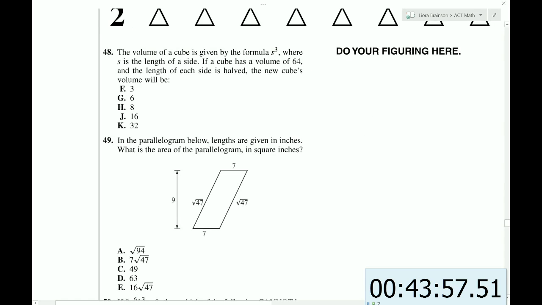Right, the volume of a cube is given by the formula side cubed. Okay? If a cube has a volume of 64, so right away we can find that the side length, by taking a 1/3 power of both sides, we get side length is equal to 4. And the length of each side is halved. So now we're going to take the side length and half it to 2. The new cube's volume would be, so the volume is side cubed, so it's 2 cubed, which is 8. So that's h.